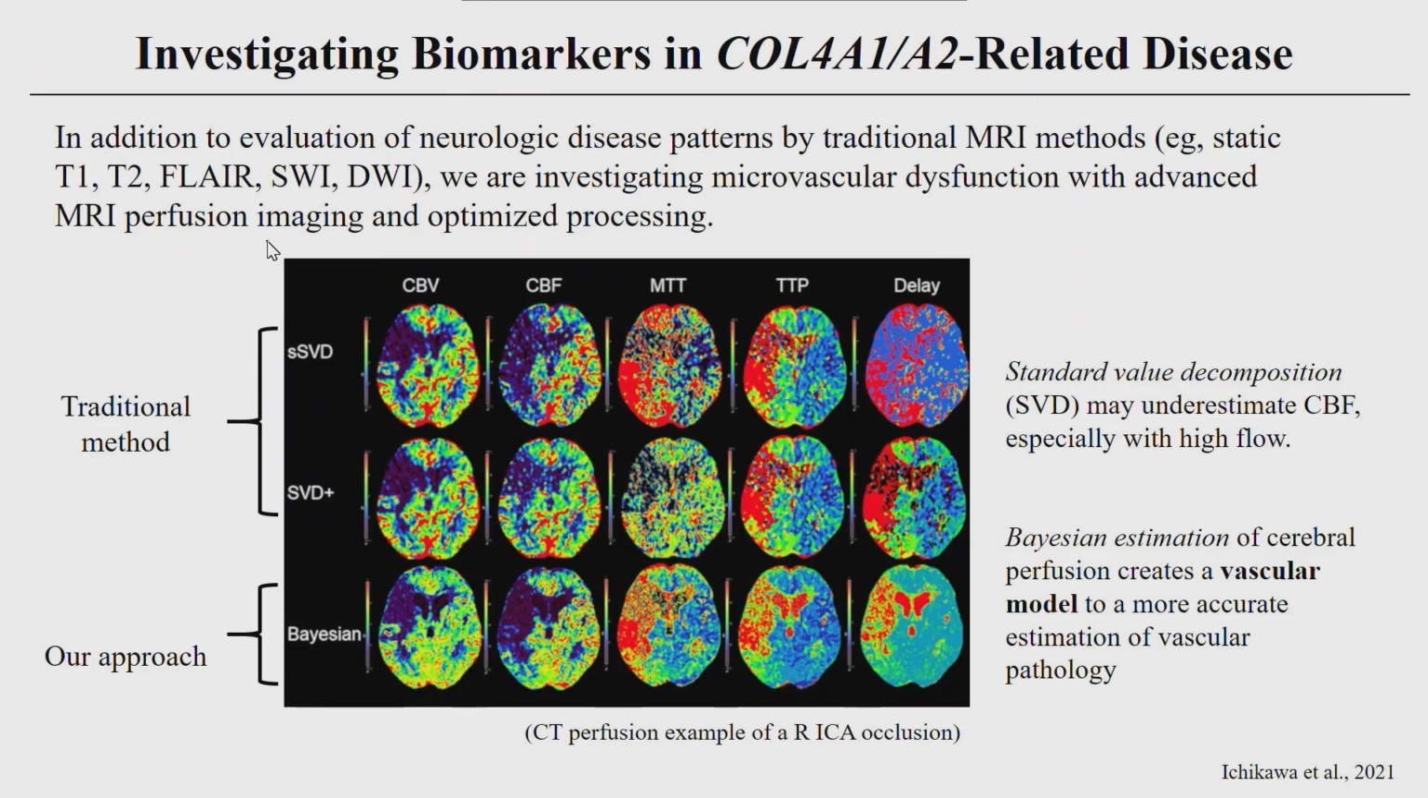In addition to evaluating the patients with traditional MRI methods, we employed DSC-MR perfusion, which is dynamic susceptibility contrast MRI perfusion, and we investigated microvascular dysfunction in these patients. There are two ways to look into that: a traditional method, which is singular value decomposition, but sometimes it can underestimate cerebral blood flow, and our approach, a Bayesian estimation of cerebral perfusion, which creates a vascular model or map for a more accurate estimation of vascular pathology.